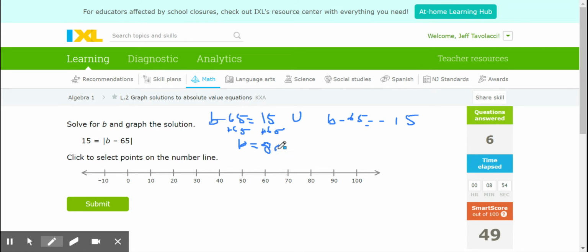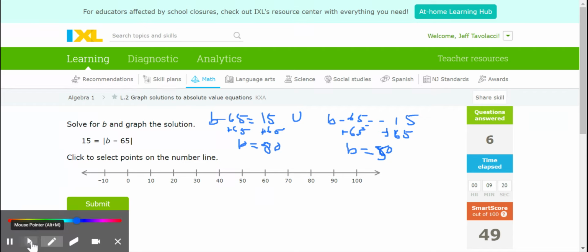Or if I add 65 to both sides over here, oops, that's going to be 80. Okay, so really what is 15 above and 15 below 65? And that is going to be, I'm sorry, that should be 50. 50 and 80.